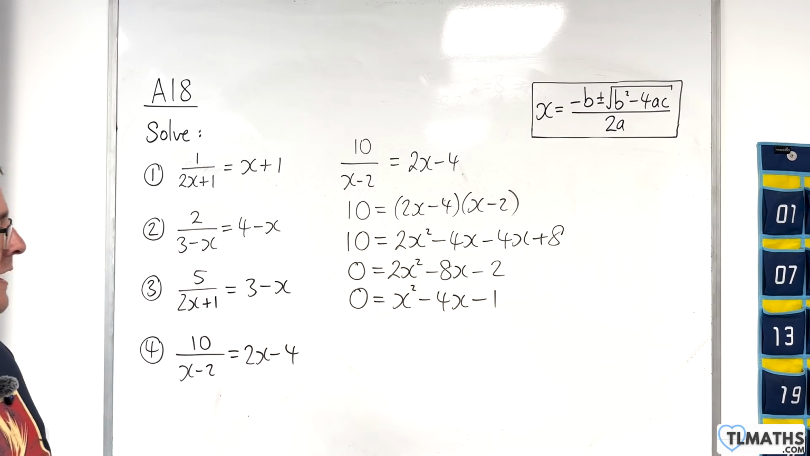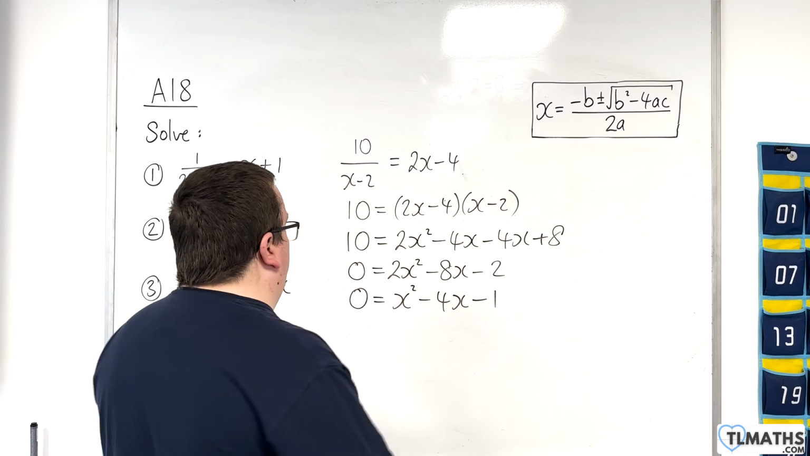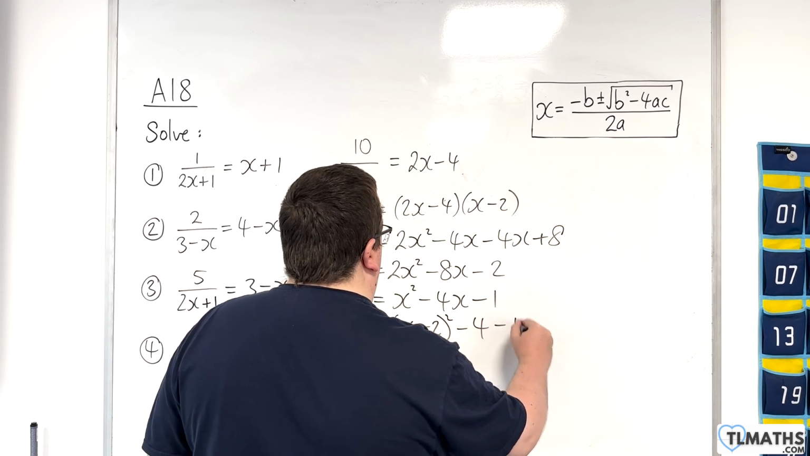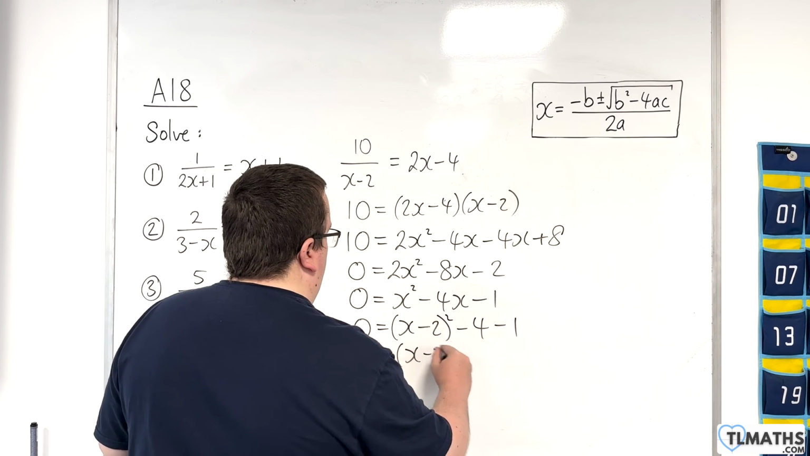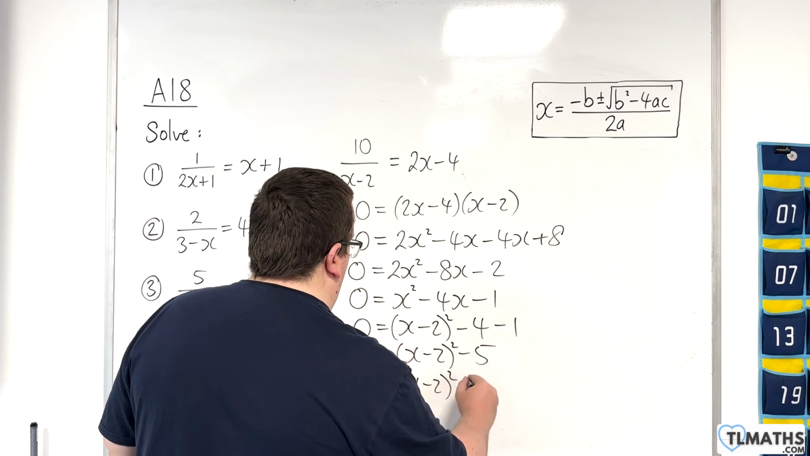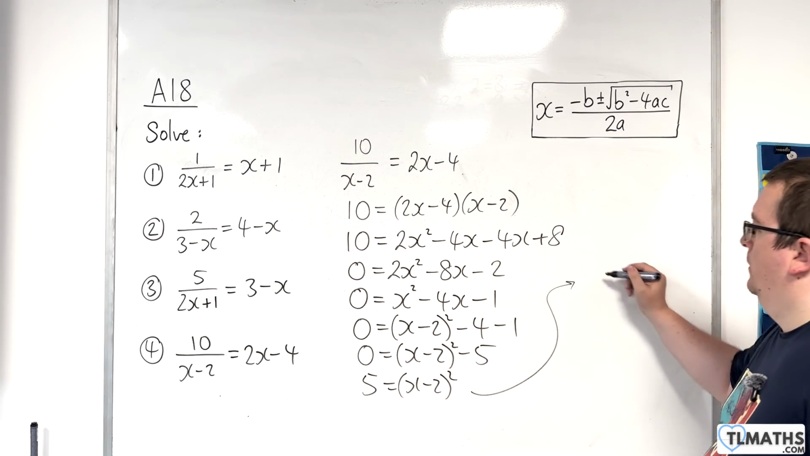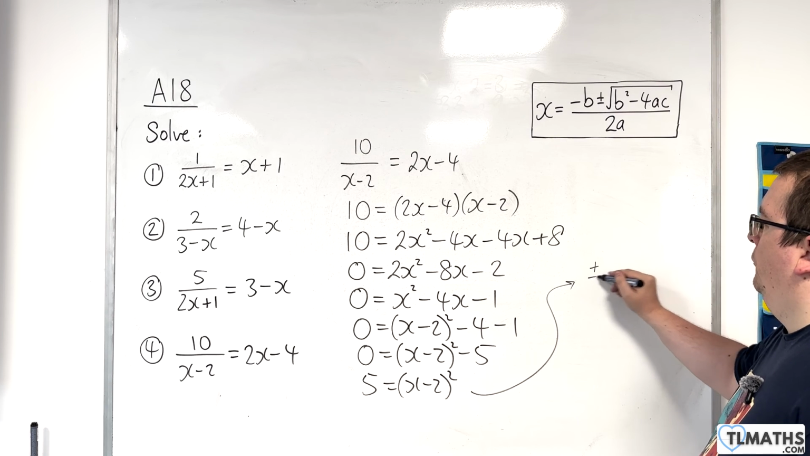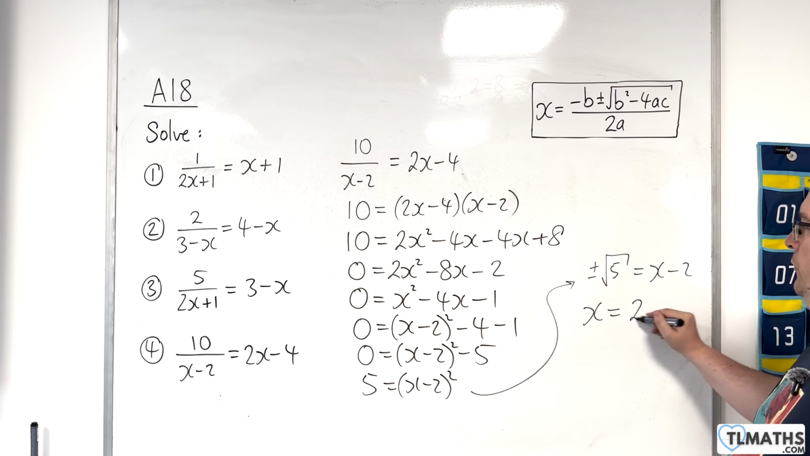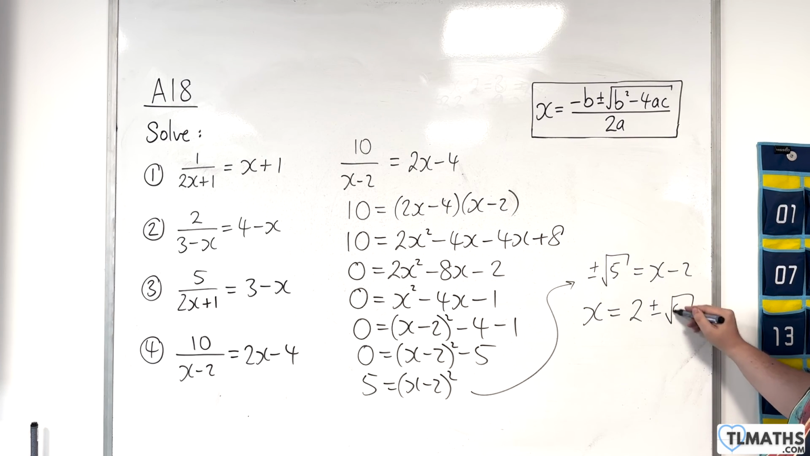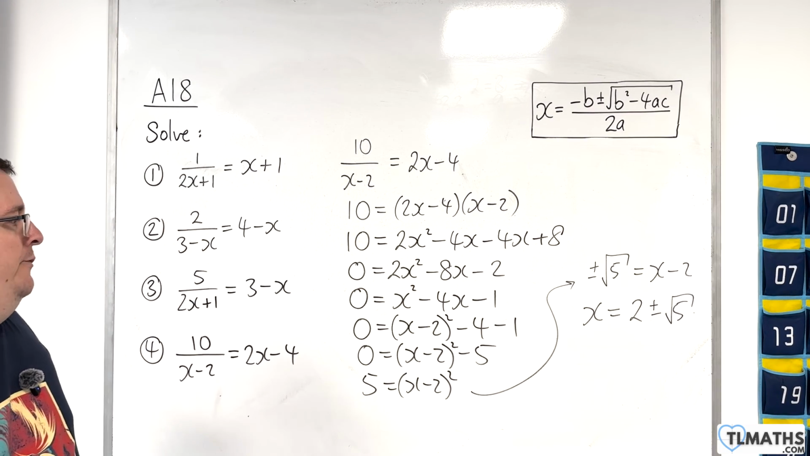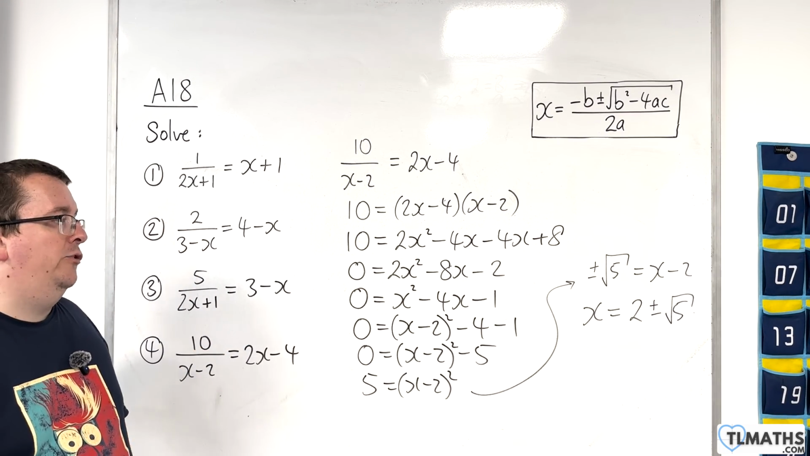So this should be actually quite easy to complete the square. So let's do it that way. So x take away 2 squared, take away 4, take away 1. Take away 5. Add the 5 to both sides. So square root both sides, so plus or minus root 5 is equal to x take away 2. So x is equal to 2, adding 2 to both sides, plus or minus root 5. So yeah, it wouldn't factorise. Quadratic formula would have worked fine, but sometimes completing the square is just as fast.